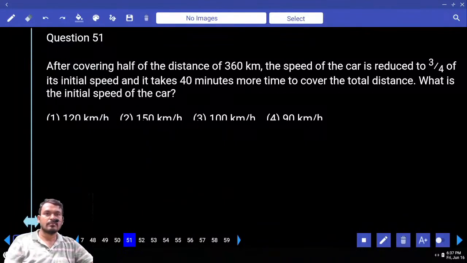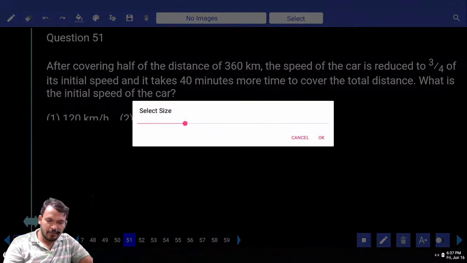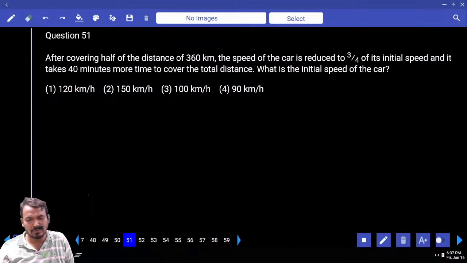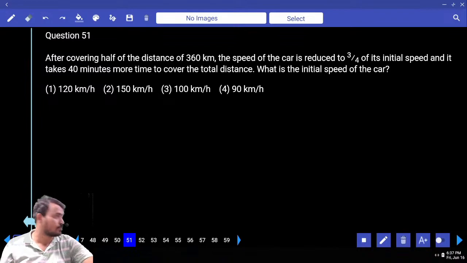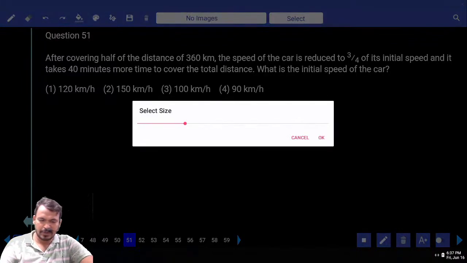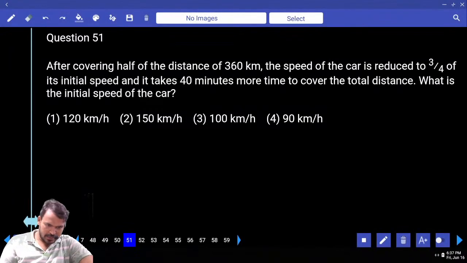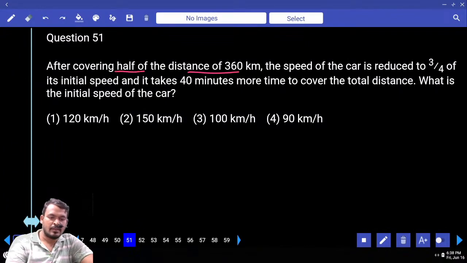51. After covering half of the distance of 360 kilometers, the speed of the car is reduced to 3/4 of its initial speed, and it takes 40 minutes more time to cover the total distance. What is the initial speed of the car? What is the actual distance? 360. In that, half means 180, right?